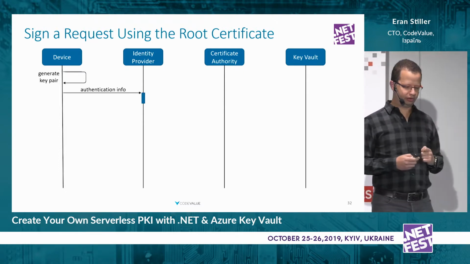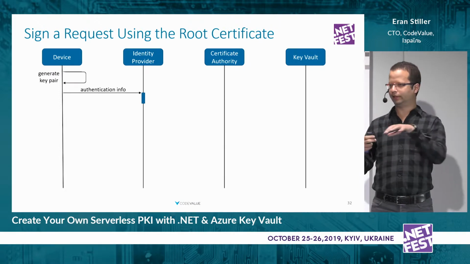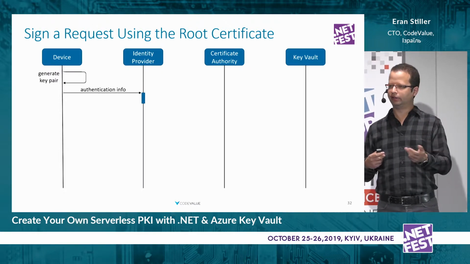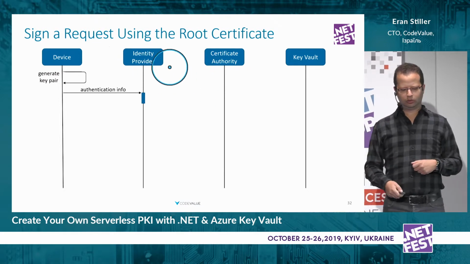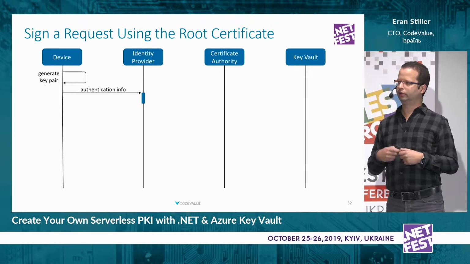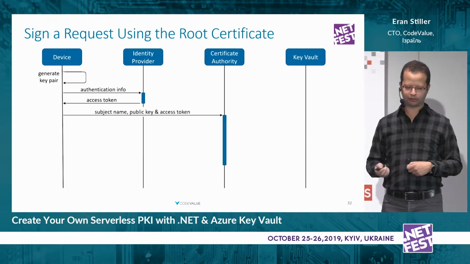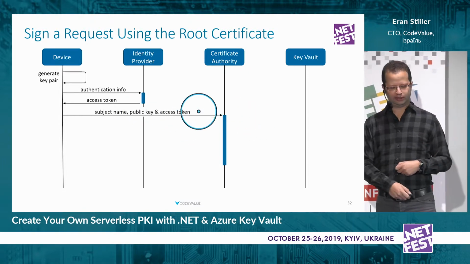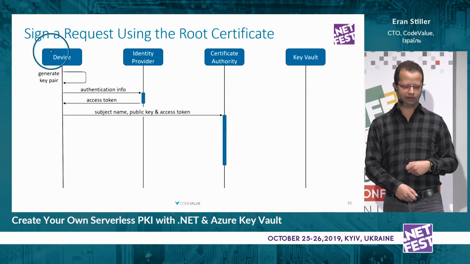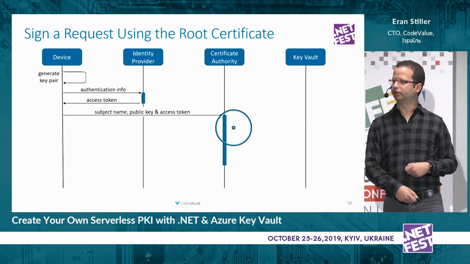In addition, the device authenticates, I won't say itself, remember we have the employee running the script on the device or the automated process. We need to verify that the automated process is allowed to generate certificates. So we're going to use an identity provider. In our case, it's going to be Azure Active Directory to authenticate the person issuing the certificate to the device. We get some sort of access token, and then we send to the certificate authority the subject name, the name of the device that we want, the public key which we just created over here, and the access token that we got when we authenticated.